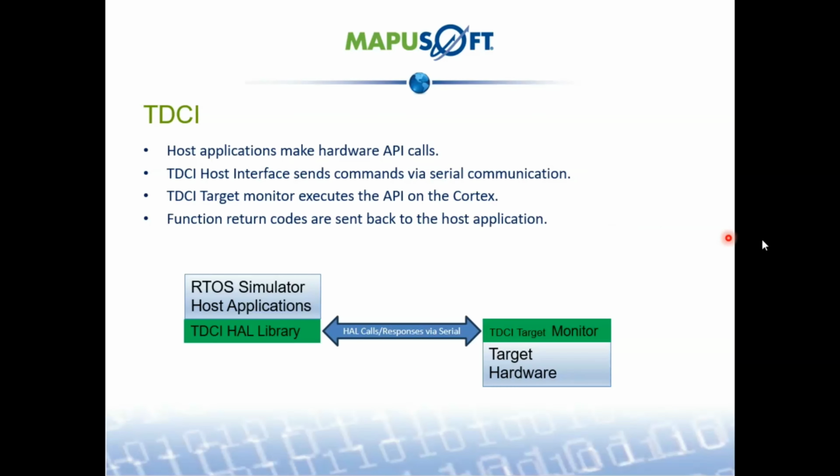So let's see what is TDCA first. TDCA is Target Device Communication Interface. TDCA is used to send and receive the data between microcontroller and the host system using the serial communication. So the host is sending a command using the serial communication to the target hardware, either Cortex or Arduino, anything. So this target hardware processes the command and then returns the response data to the host via the serial communication. So this is the mechanism we are using in this TDCA.